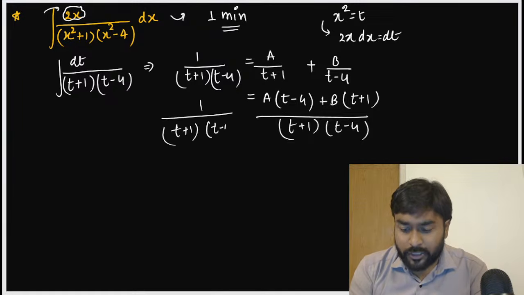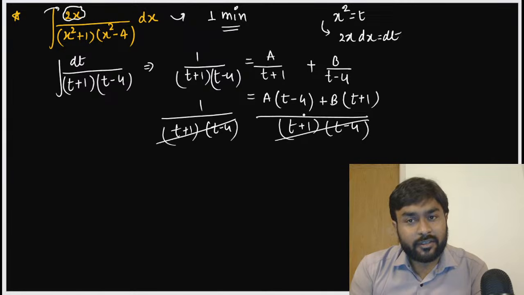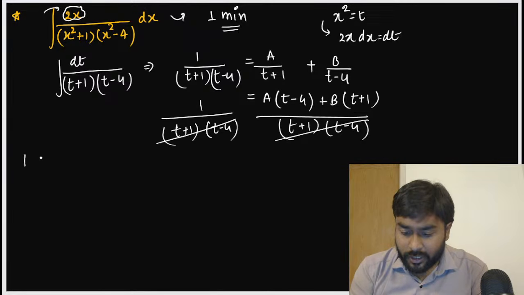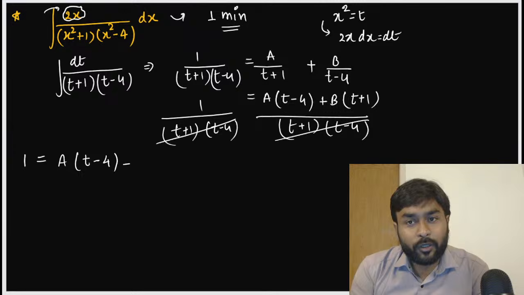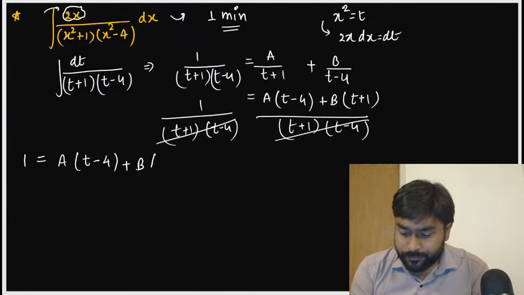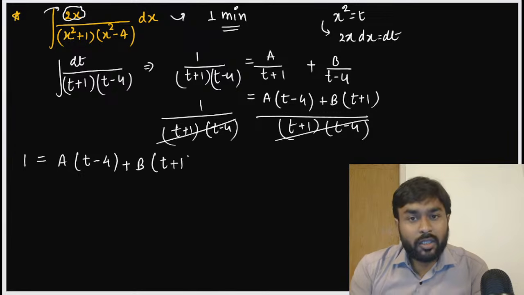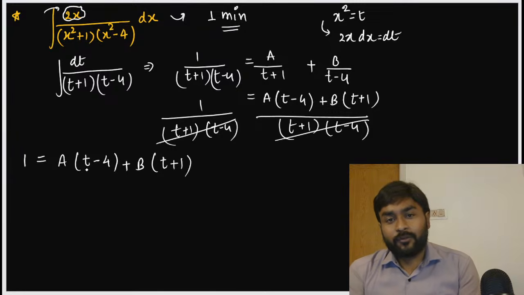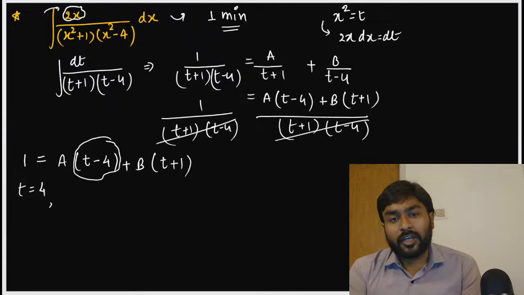So these two will cancel. These two will cancel. Remaining we can write again: 1 equal to A into t minus 4. Then the second term will be what? B into t plus 1. Here we will write, first we will write t equal to 4. Some people will ask, sir, why are you writing 4? Because if you write 4 here, this term will become 0. Then the calculation will be easy, correct?